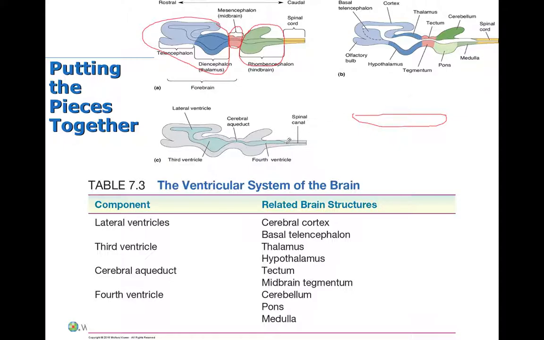And then you have your ventricular system, which lies within the lateral ventricles, the third ventricle, the cerebral aqueduct flowing into the fourth, and then into the spinal canal. And here are some related brain structures when we're looking at landmarks: for the lateral ventricles, particularly the cortex; the third ventricle, the thalamus and the hypothalamus; the cerebral aqueduct within the midbrain; and the fourth ventricle by the pons, medulla, and the cerebellum.